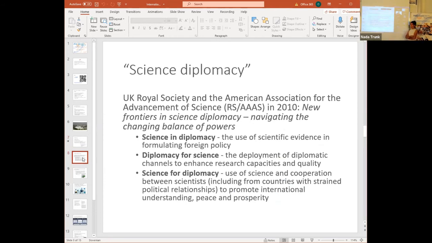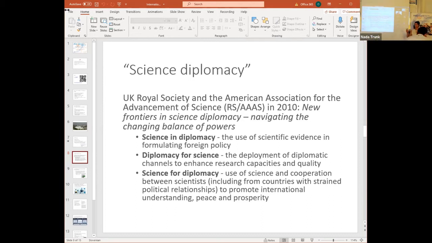There's a concept I wanted to introduce to you, or just recall if you know it, in the context of speaking about internationalization in science, and that's science diplomacy, which is a term that's been circulated around for quite long, but it's really been put on the map in 2010 by a report titled New Frontiers in Science Diplomacy, Navigating the Changing Balance of Powers, that was produced by the UK Royal Society and the American Association for the Advancement of Science.